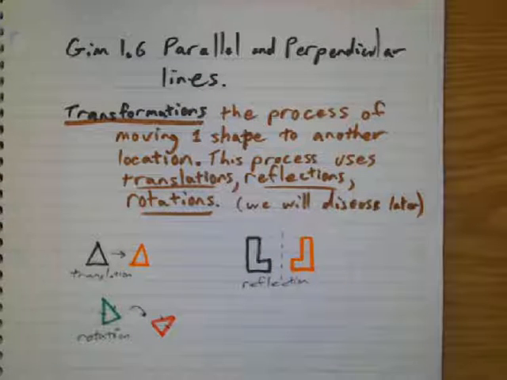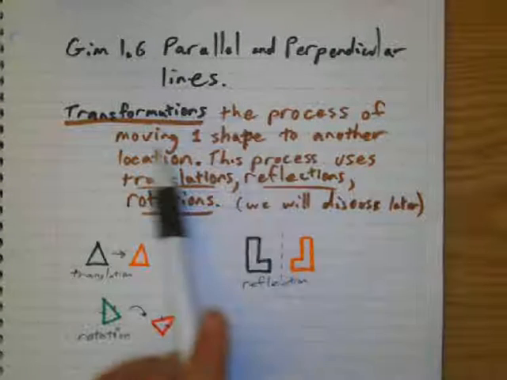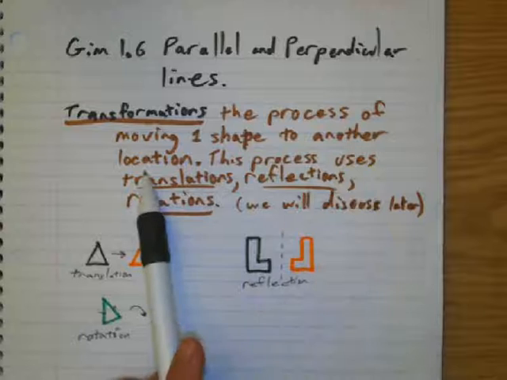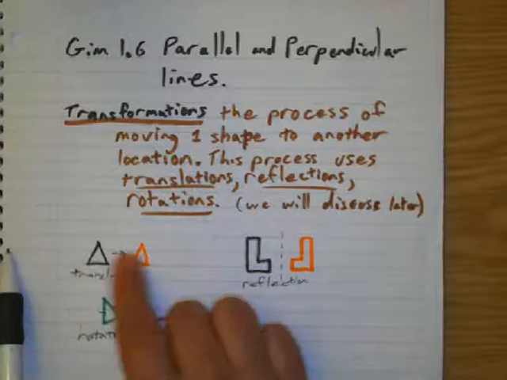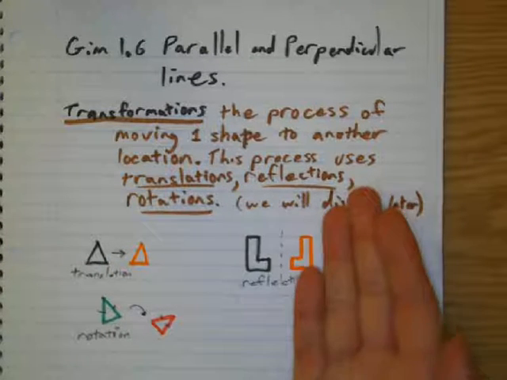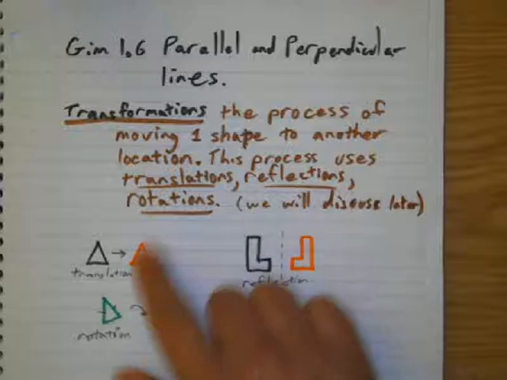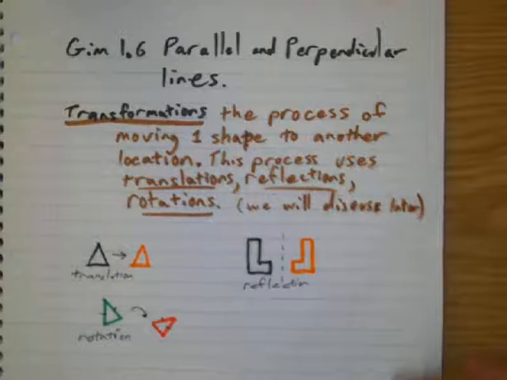So one of the things we learned in the very first problem was we were introduced to transformations. Transformations is the process of moving one shape to another location. So this process may use something called translation, when you just move it left to right or up and down. A reflection, when it's like a mirror, it just kind of flips. And then there's also rotations. We're going to be discussing this more later on in our course.